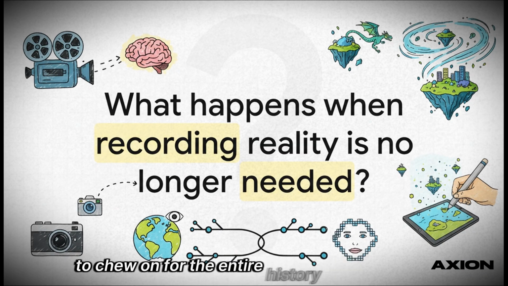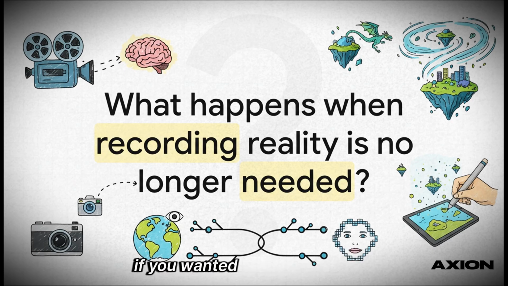For the entire history of our species, if you wanted to see something, you had to actually be there and record it. What happens to our world? What happens to our very idea of truth when we no longer need to record reality in order to create it?